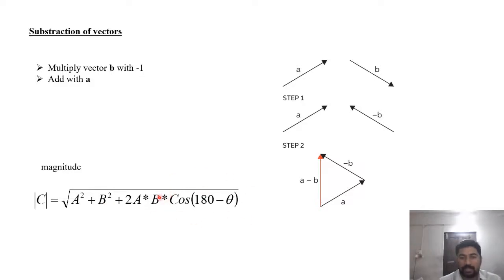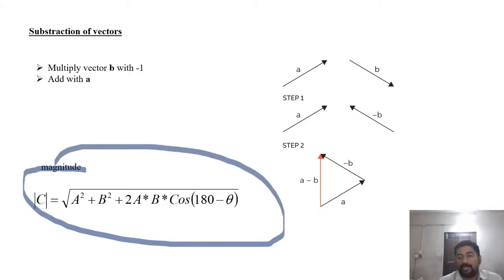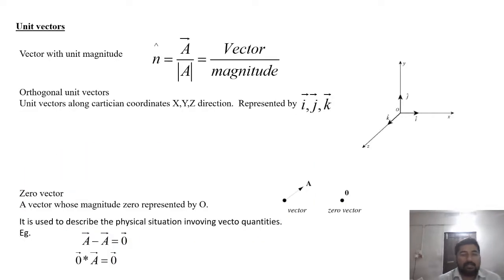Here is the difference, cos 180 minus theta. Cos 180 minus theta we have to substitute. Instead of theta we have to use 180 minus theta. So you have to remember this also. You have to remember the expression for the magnitude. Some other terms also we will describe.